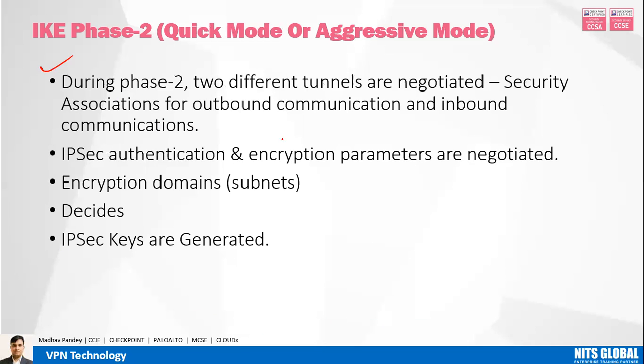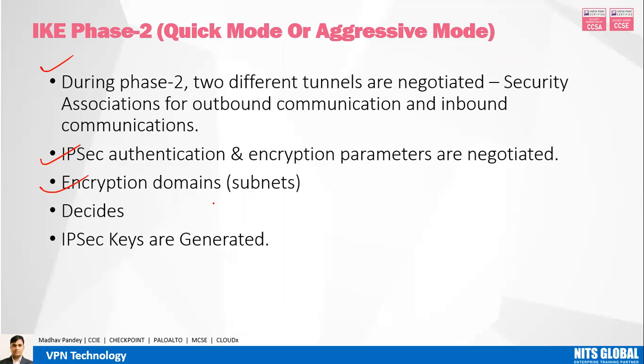So during this phase 2, two different tunnels are negotiated, and security associations for outbound communication and inbound communication. So in between these two firewalls, inbound and outbound communication is getting established. Second thing is IPsec authentication and encryption parameters are negotiated already.